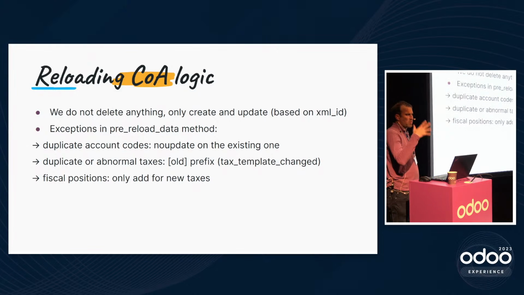And there is a bit of logic behind it. If we reload, we will never delete anything, because it's possible that you manually changed the taxes or the accounts. If you added something, you don't want the system to delete it by accident. But everything is based on the XML ID. So if it was in the CSV before, and it is again in the CSV, but something changed, then it will be changed, because the XML ID that we refer to is the same.